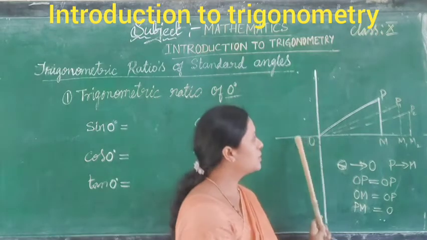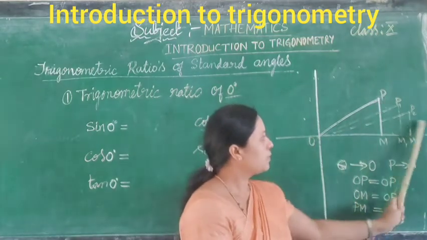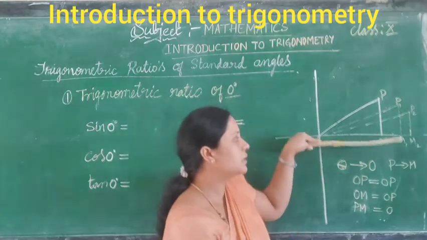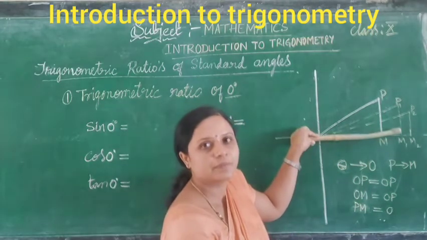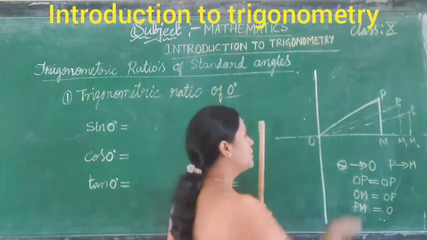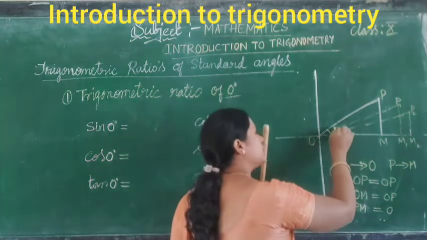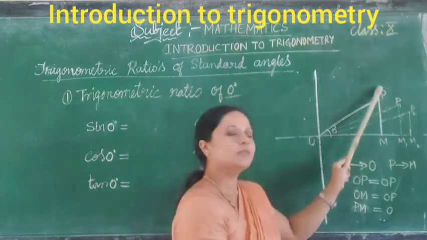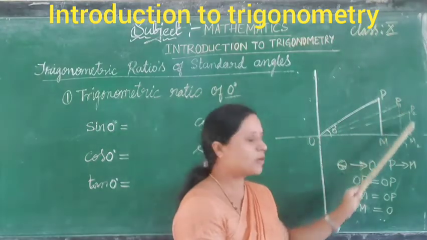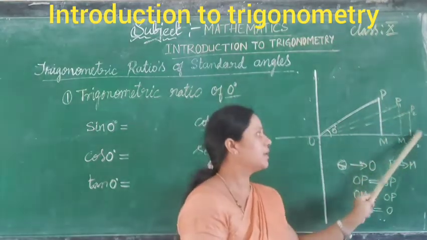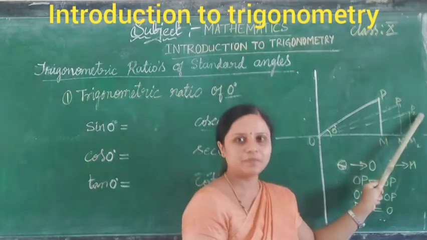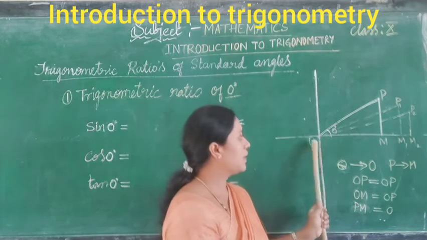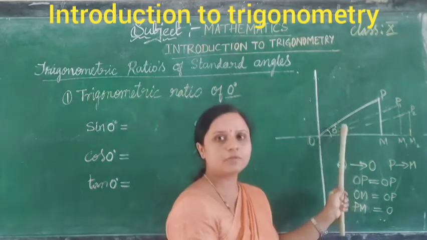Then finally OP will coincide with the x-axis. So this angle will be 0 degree. And what is the length of PM? The length of PM also gets smaller and smaller. Finally, the value will be 0. That's why the length of PM is 0 when the angle O is made smaller and smaller.